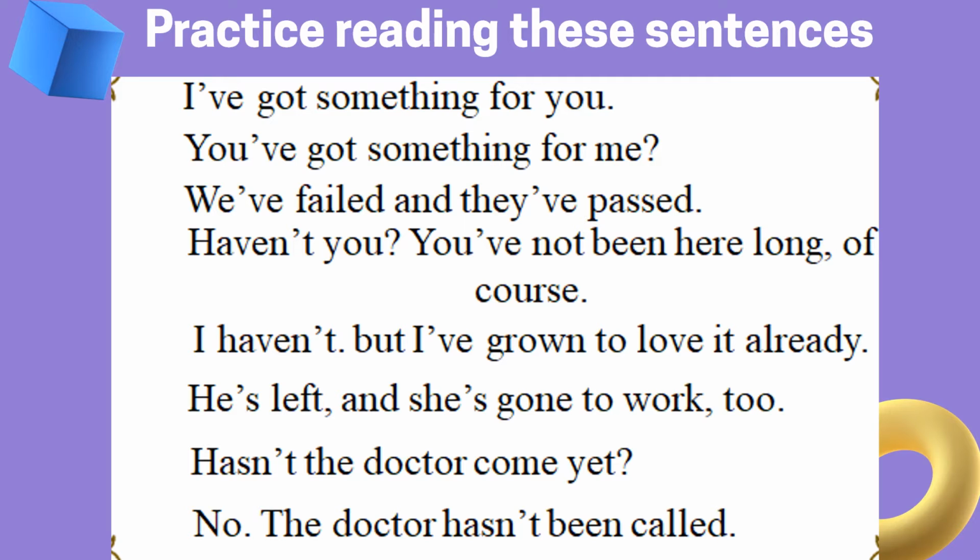Practice reading these sentences. I've got something for you. You've got something for me. We've failed and they've passed. I haven't always lived in this cottage, you know. Haven't you? You've not been here long, of course. I haven't, but I've grown to love it already.